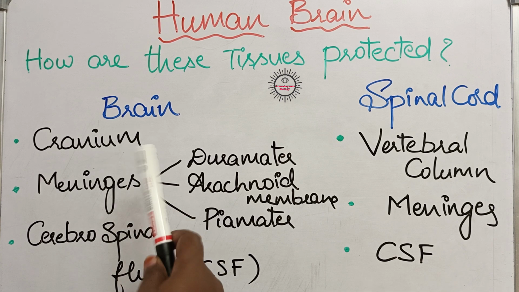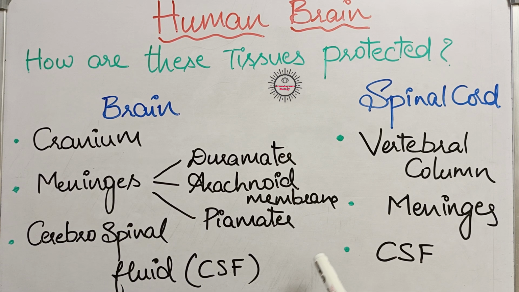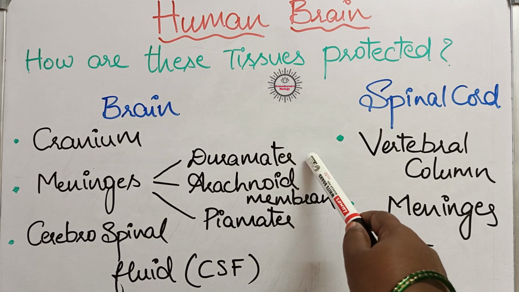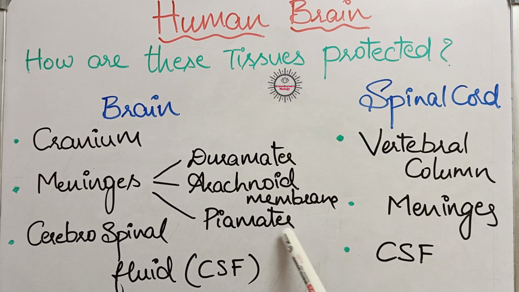Second one, meninges are present on the brain. Meninges means nothing but membranes. So when we take a longitudinal section of the brain, we can clearly see three membranes present on the surface of the brain which are protecting the neurons. Those three meninges or membranes are the outermost dura mater, the middle arachnoid membrane, and the innermost pia mater. These three membranes protect the neurons present inside from injuries.